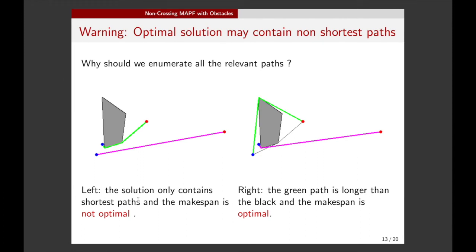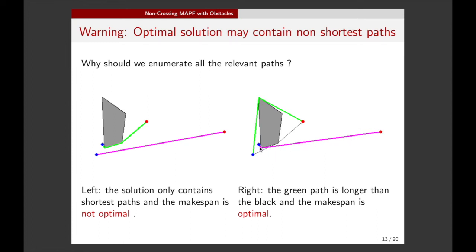Why should we enumerate all the relevant paths? Because sometimes the optimal solution may contain no shortest path. Here we have an example. On the left, the green path and the purple path are all the shortest paths from the anchor point to the destination. However, the makespan in this case is not optimal. And on the right, we exchange the destination, as this anchor point is assigned to this destination.